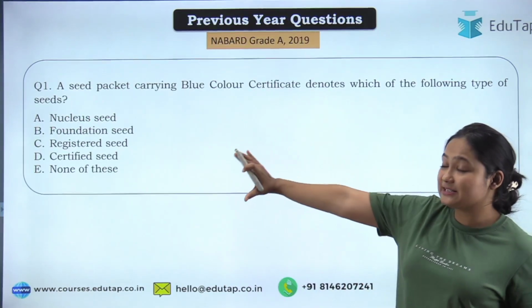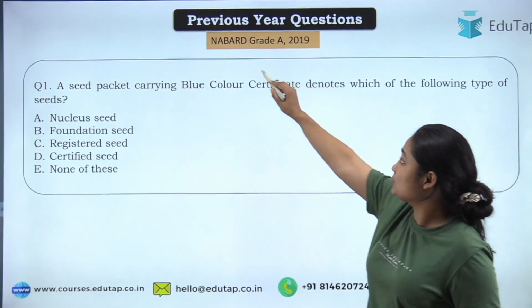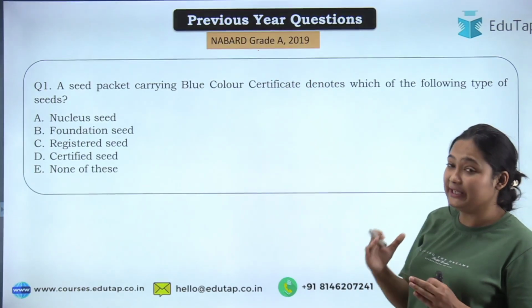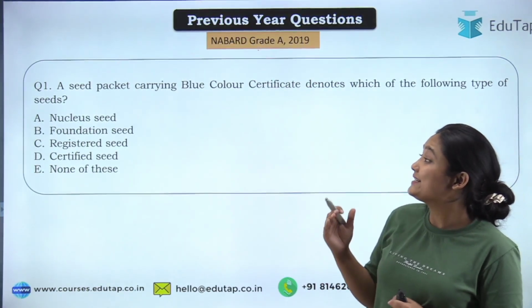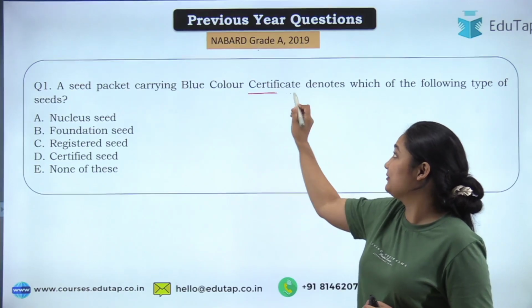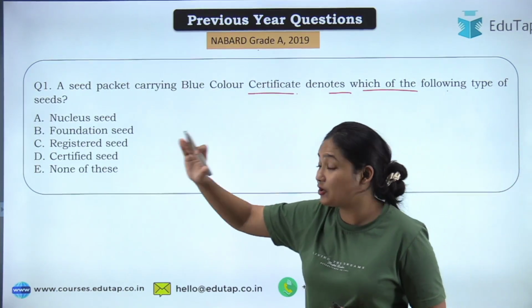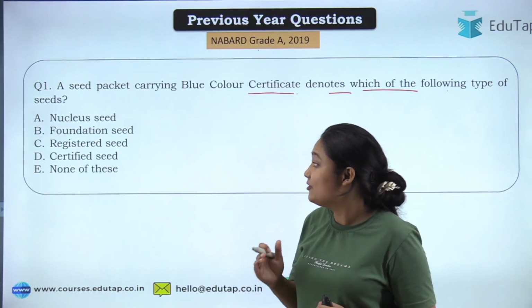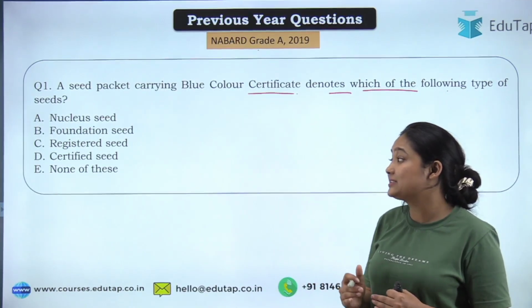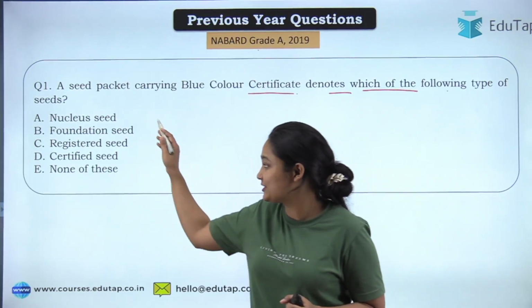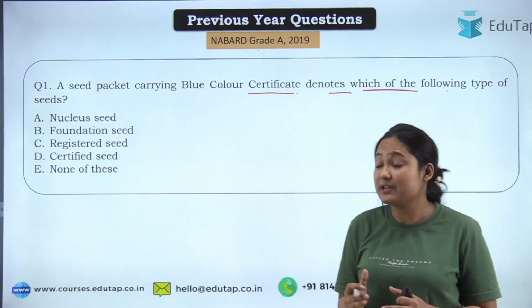First we will discuss the PYQ, and the question was in the NABARD Grade A exam in 2019. The question was, a seed packet carrying blue color certificate denotes which of the following type of seeds? Your options were nucleus seed, foundation seed, registered seed, certified seed, or all of the options are wrong, and the correct answer will be none of these.